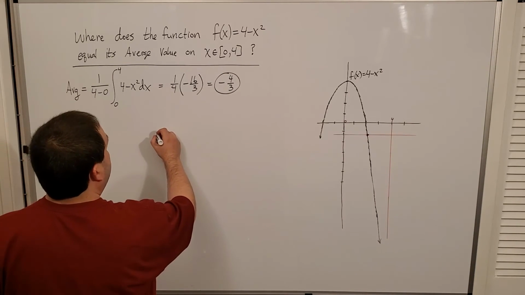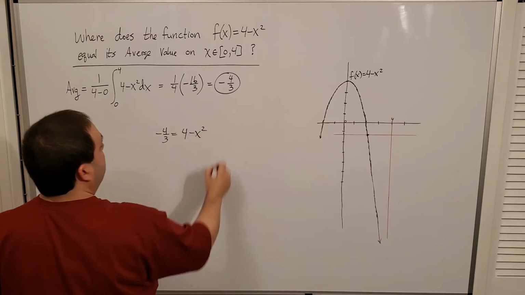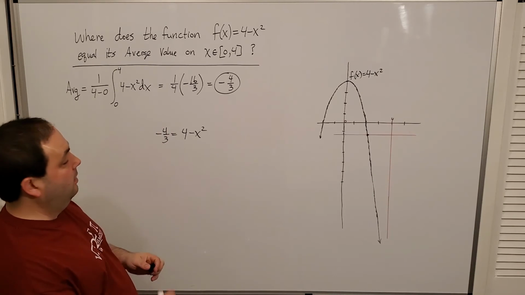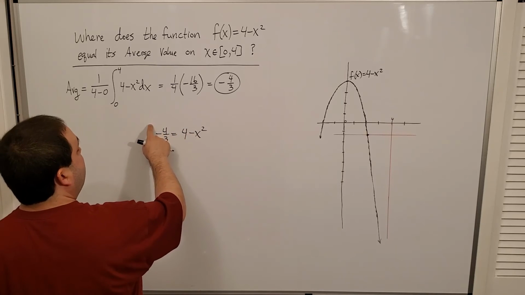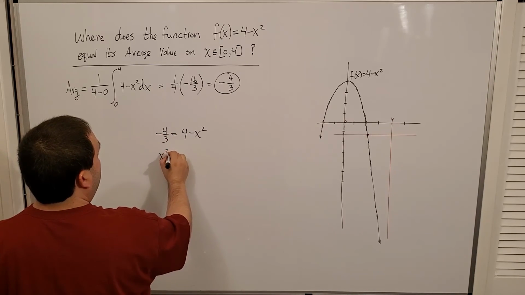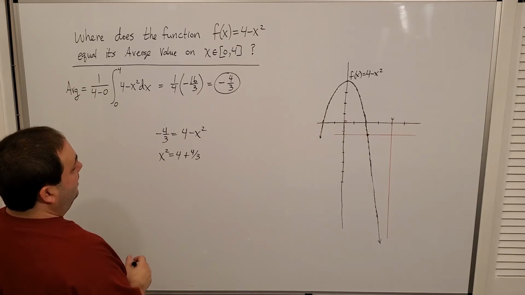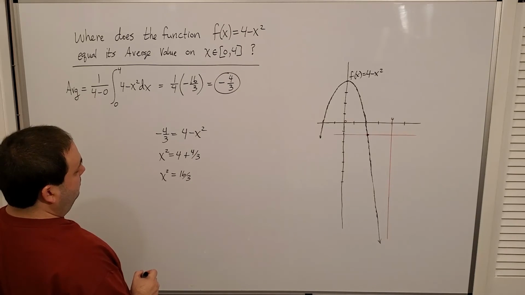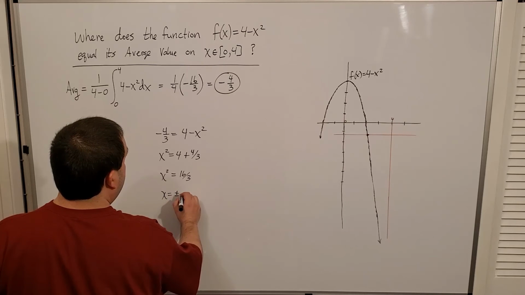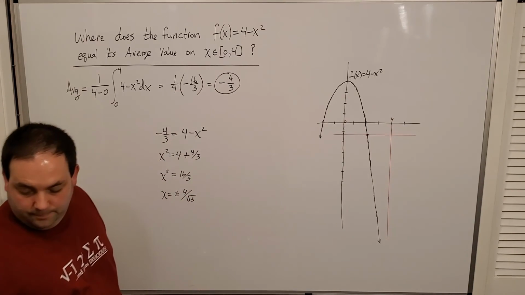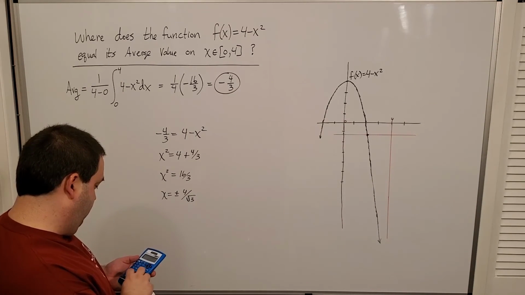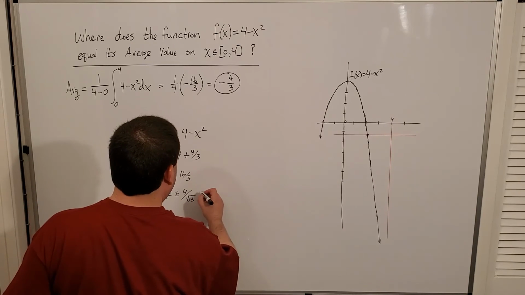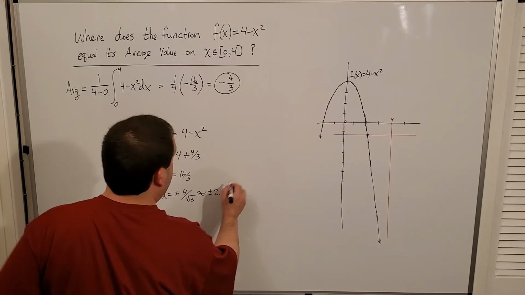I'll just set negative 4/3 equal to my function. Right? Now that I've found the average value, I simply just set it equal to the function to see, hey, where does this end up landing? Okay, so I'll add x squared and I'll add 4/3. Like so. 4 is 12/3, so I'm getting x squared is equal to 16/3 total. And then I'll take the square root, and I'm getting x is plus or minus 4 divided by the square root of 3. 4 divided by square root of 3 is 2.3. So approximately plus and minus 2.3, right?